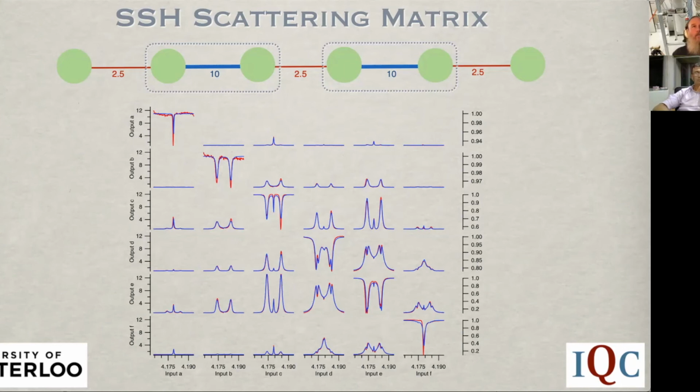So I missed one part. You said that if you have this one, which I see in the picture now, here you have zero modes at the two ends. But if you have opposite coupling, like 10, 2.5, 10, 2.5, and 10, you would not expect anything, right? Correct.